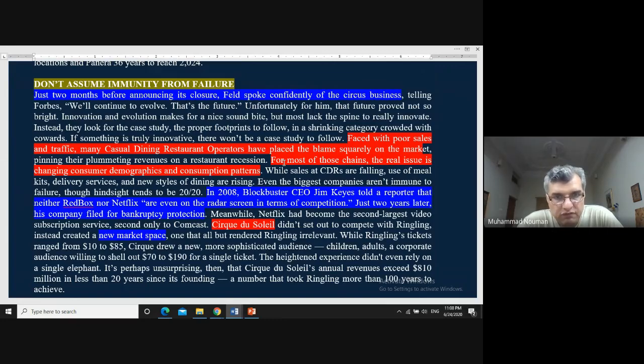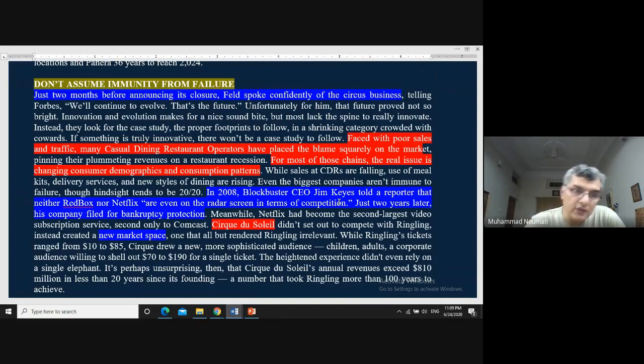Just to give a further example or to augment this point, another example by the author is given that in 2008, Blockbuster CEO, Blockbuster is a company in the business of video rentals, VHS and CD rentals, which stayed in the market for many years. So in 2008, Mr. Jim Keyes, who was the CEO of Blockbuster at the time, suggested to the reporters that companies like Netflix are not even on our radar, or we don't even consider them as competition.